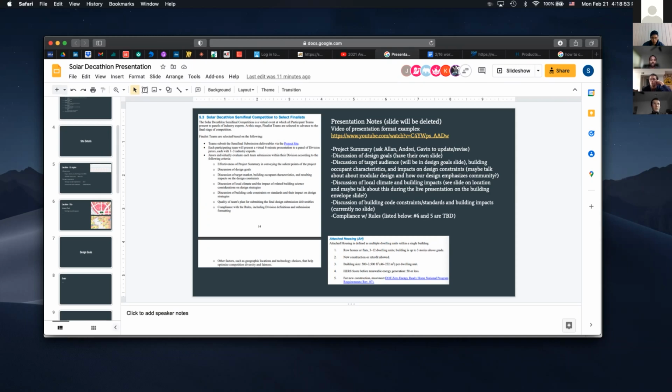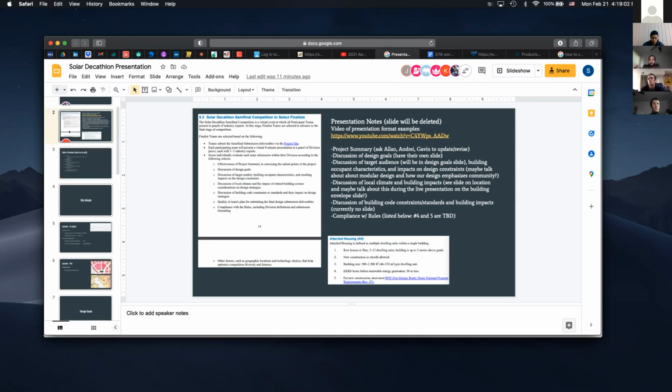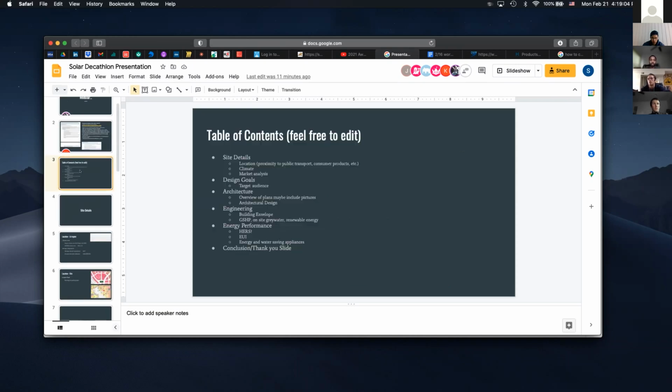So that's kind of how we try to go about setting up the slides. If you see in slide 3, there's a table of contents. If you guys feel that there are better ways to articulate or organize it, feel free to mention it and let us know.